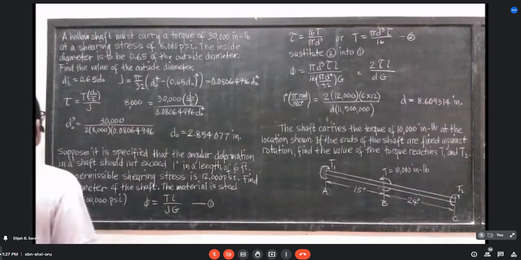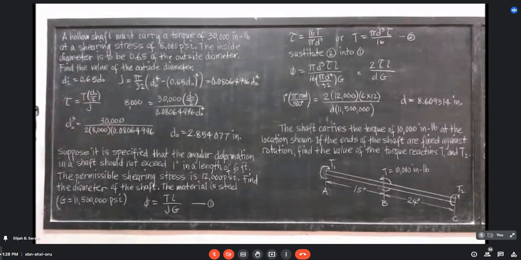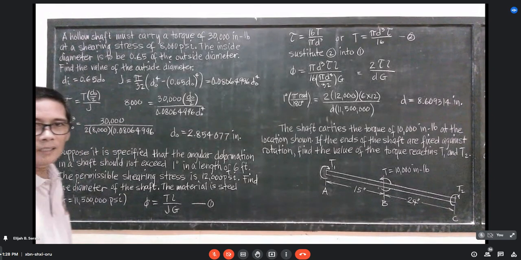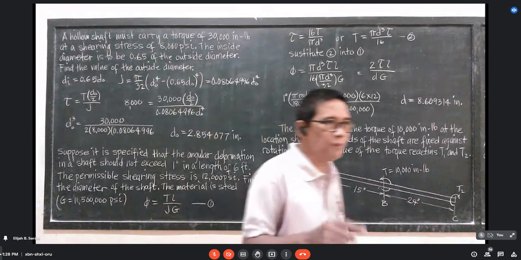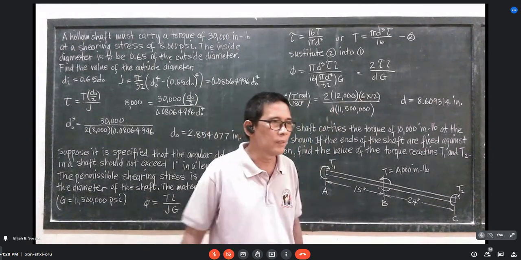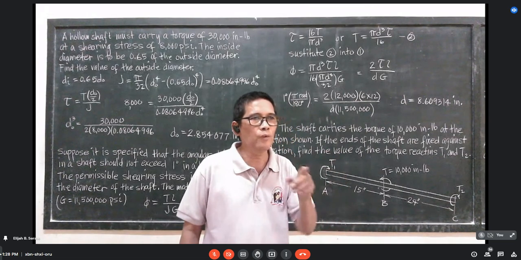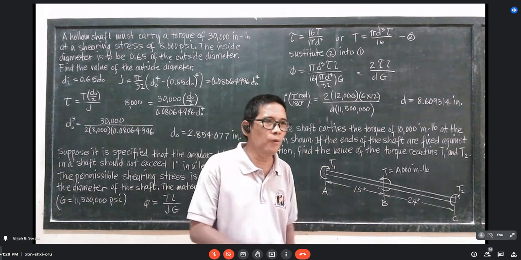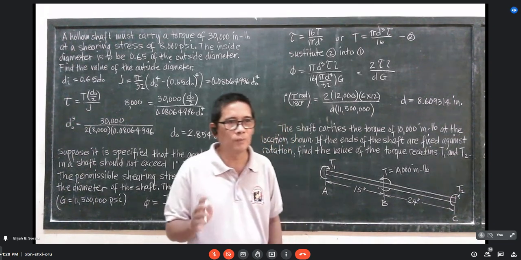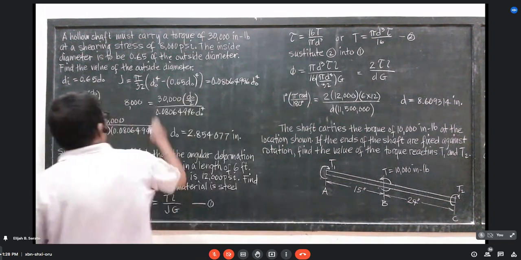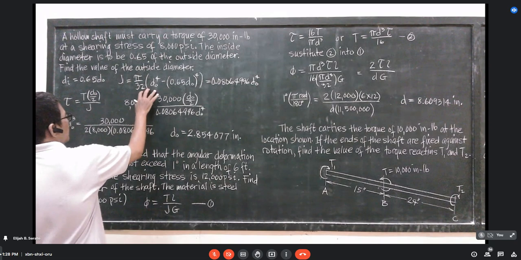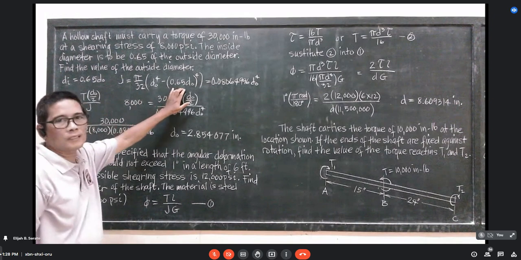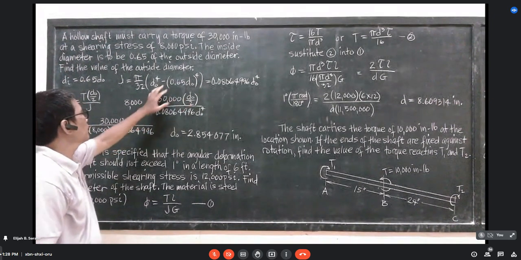Okay. So, according to this problem, the shaft is hollow. So J is outside to the fourth minus inside to the fourth, so it is pi over 32 multiplied by the quantity D outside to the fourth minus D inside to the fourth. Okay? This is the inside and this is the outside. This is the outside and this is the inside. Minus. Okay?